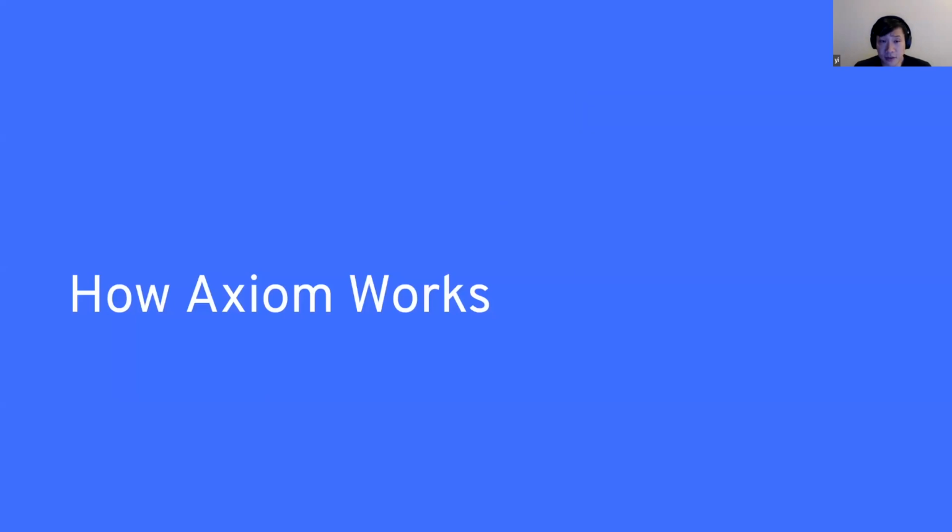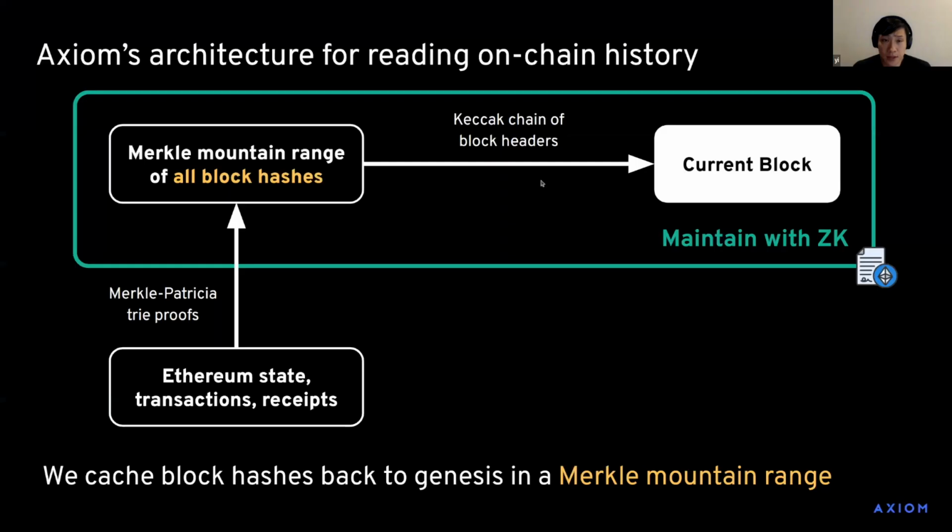Okay, so that's basically what Axiom does. Let me now talk a little bit about how this all works. So I mentioned earlier that there are two pieces to accessing historic data. The first piece is that we have to do a Keccak chain of block headers to establish that a previous block was actually in the history of the chain.